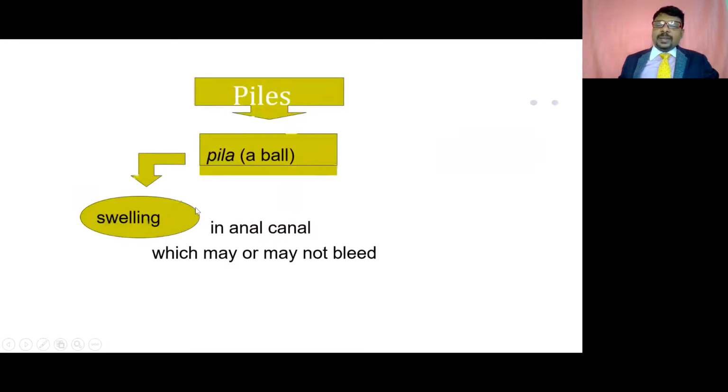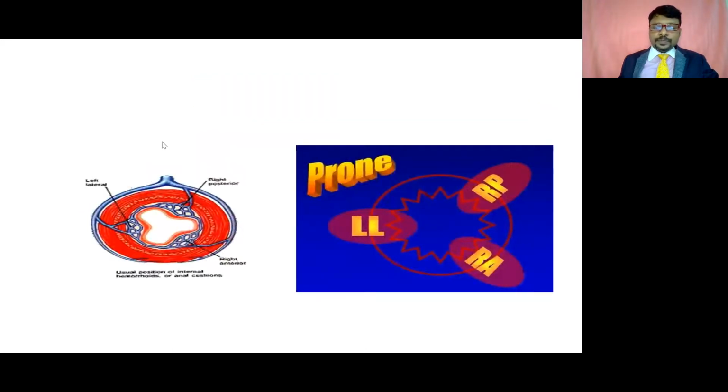The common terminology is piles. Pila means a ball or swelling. So in the anal canal we find swellings which may or may not bleed. Some hemorrhoids or piles give bleeding, and some won't. This depends upon the severity of the piles. We will discuss the different types and how they happen here.